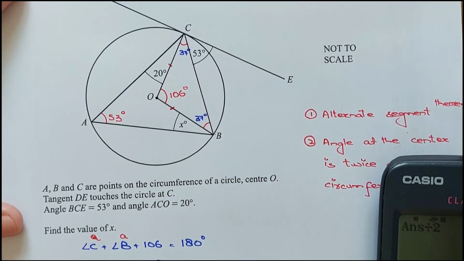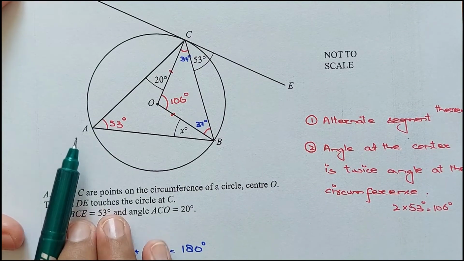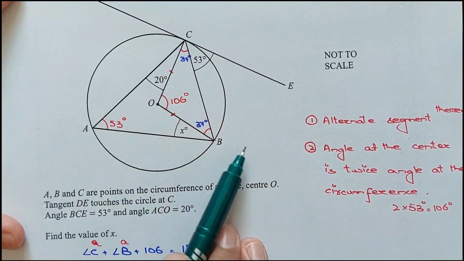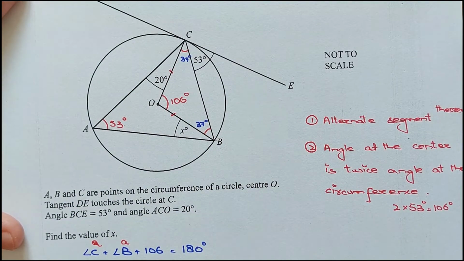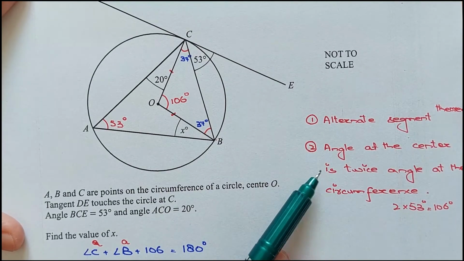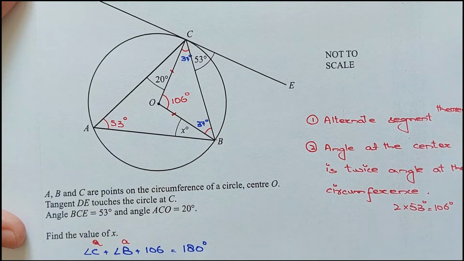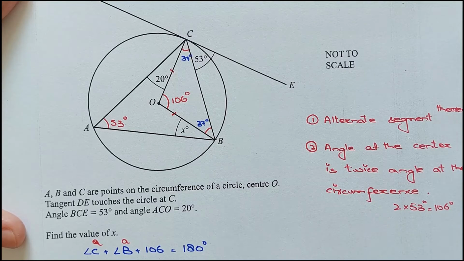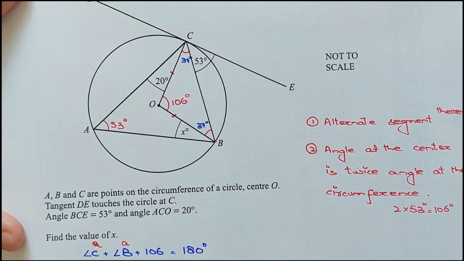All right. Now we have to solve for X by using the information of the triangle ABC. The sum of all angles of a triangle adds up to 180. We can easily get the X value. This is the fourth step. The first step is the alternate segment theorem. The second step is using the theorem that the angle at the center is twice the angle at the circumference when they are subtended by the same arc. The third is using the isosceles triangle. And the fourth one is that the sum of all angles of a triangle adds up to 180 degrees.